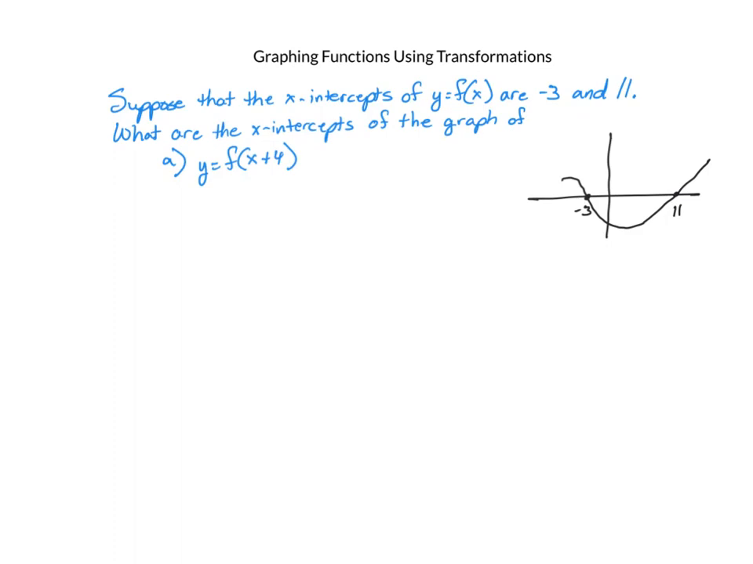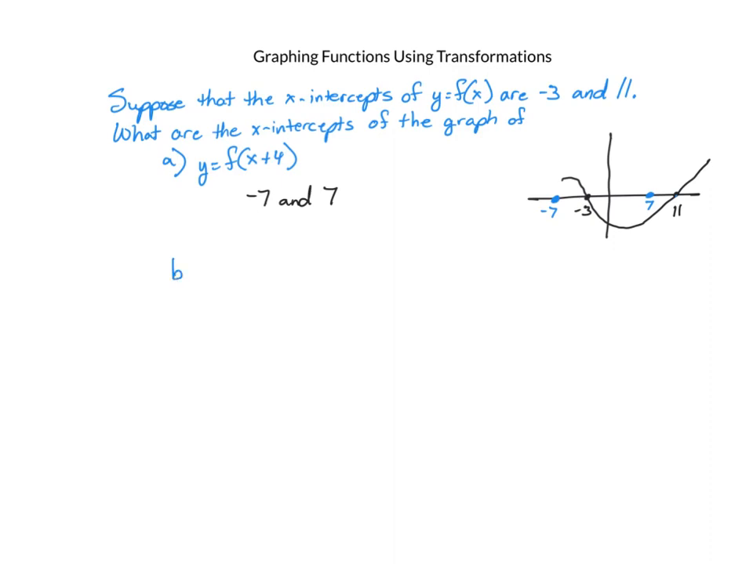So instead of having my x-intercept at negative 3, I'm going to shift left 4. And where will that put us? Do you see that we'll be here at negative 7? And we were at 11. And we shift left 4 here, and that will put us at 7. So the answer to this question is the x-intercepts will be at negative 7 and positive 7.